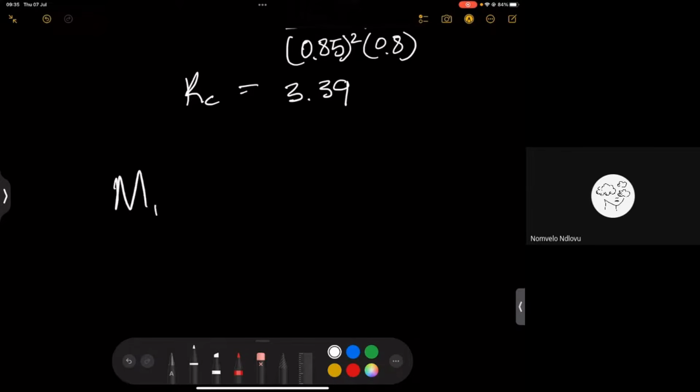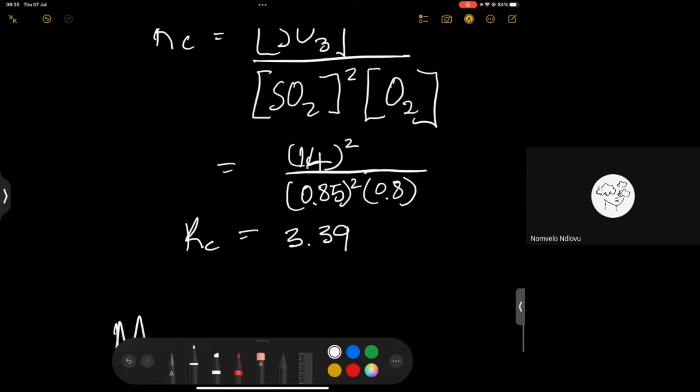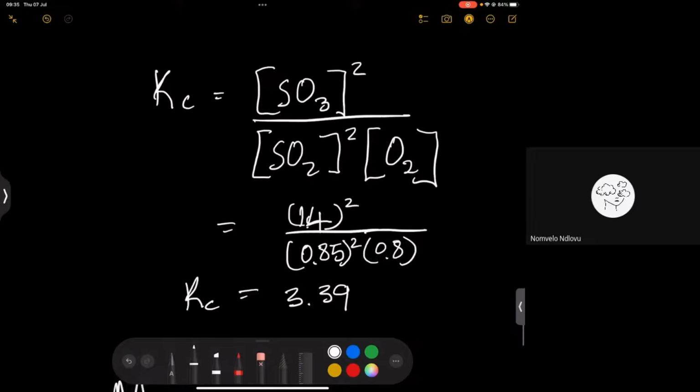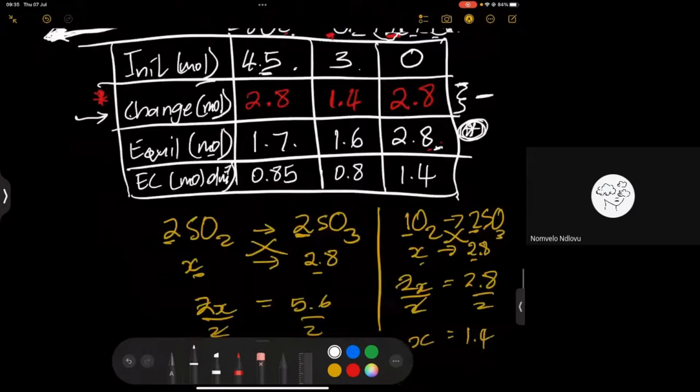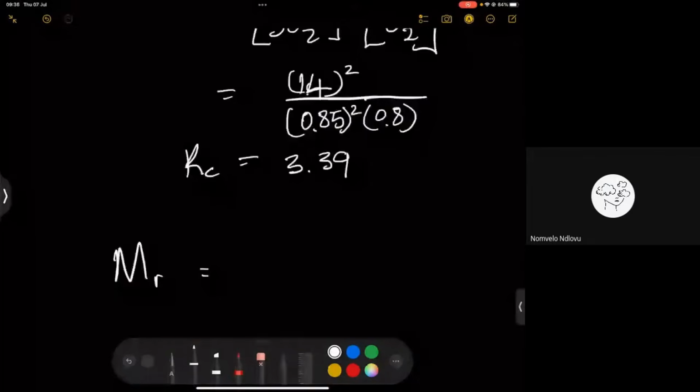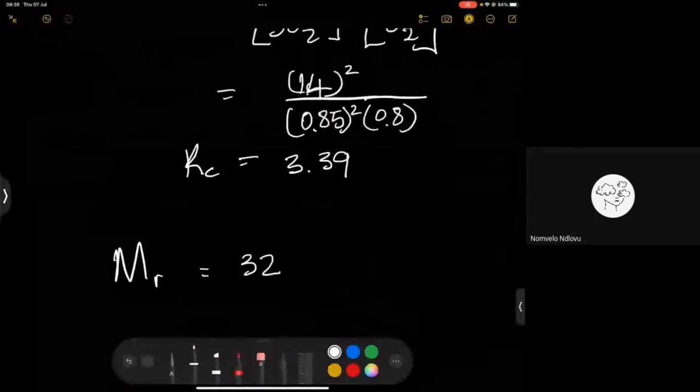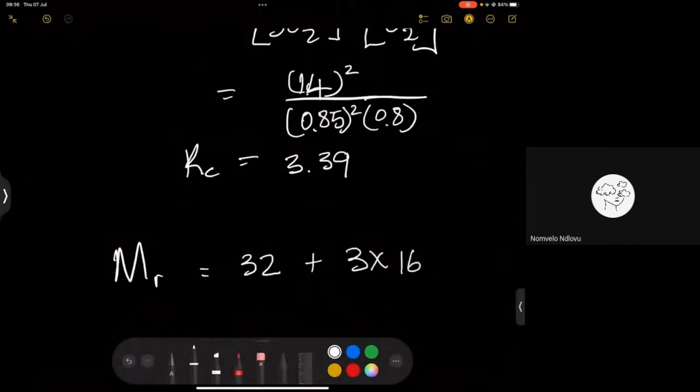If you are going to calculate the molar mass, that's what you're asking. Remember, the only numbers that you consider, you do not consider the coefficient, this number here. You only look at the numbers that are at the bottom. So in that case, it would be sulfur, I think its molar mass is 32, plus 3 times oxygen, which is 16. You see that?